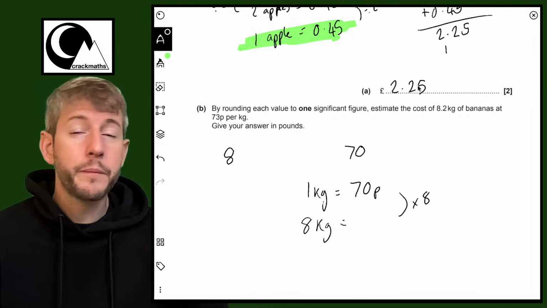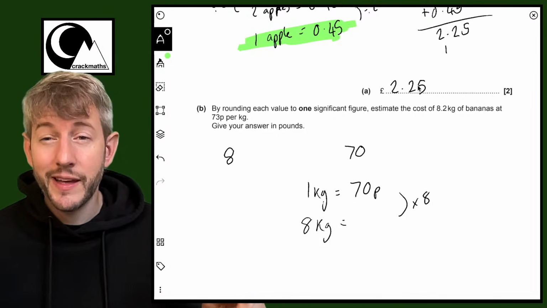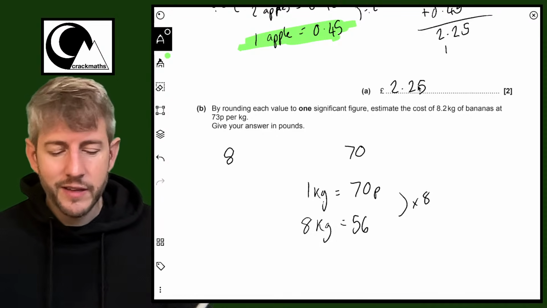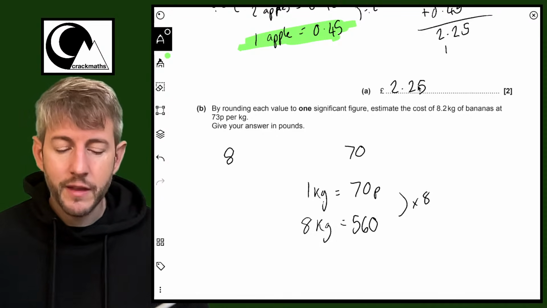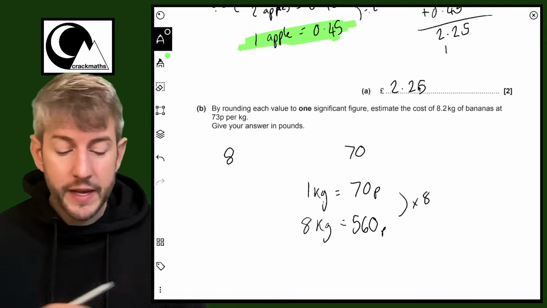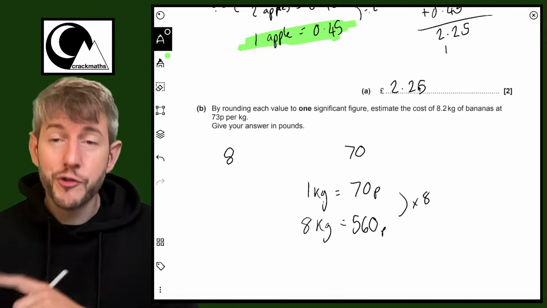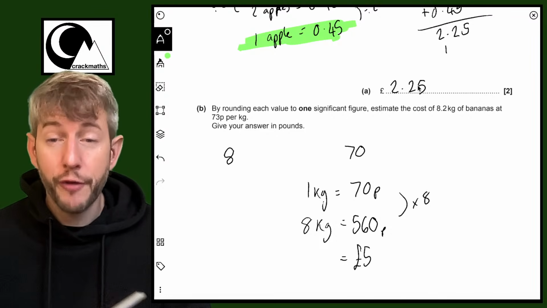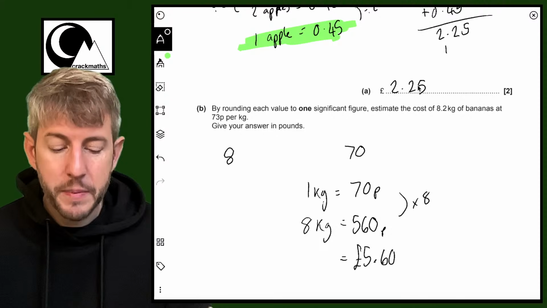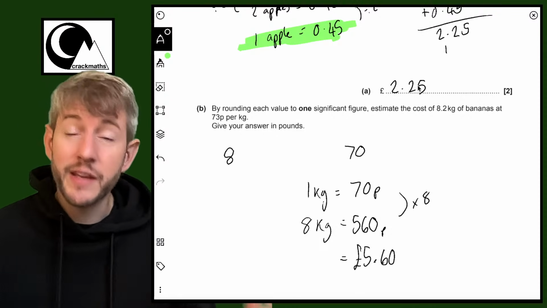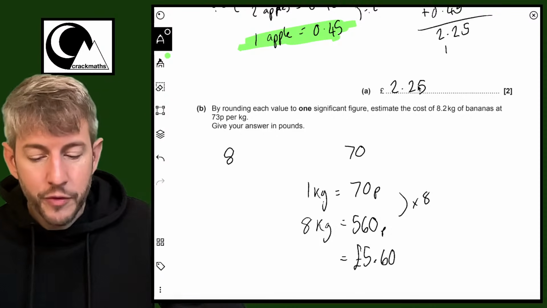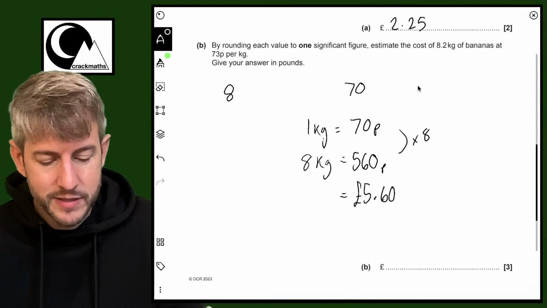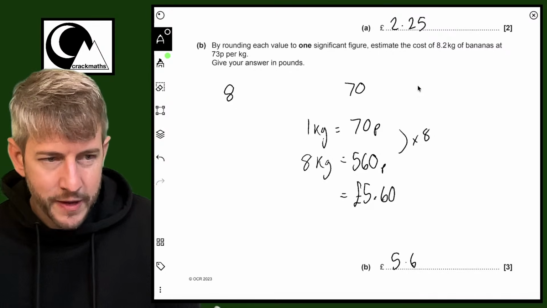Okay, so I need 70p times 8. Okay, right, well, 8 times 7 is 56. So 8 times 70 is 560. So it's 560p. Now, every 100p makes a pound. So this equals £5 because we've got 500. And 60 pence because, well, 560p. So the 60p is still there. So the estimate for the cost of 8.2 kilograms of bananas should be £5.60.